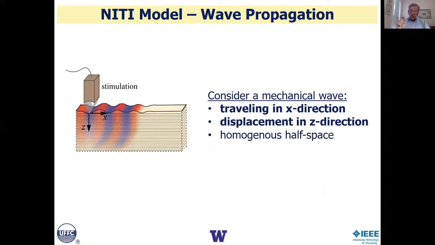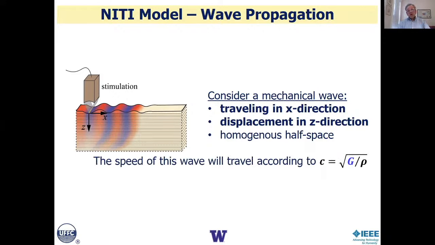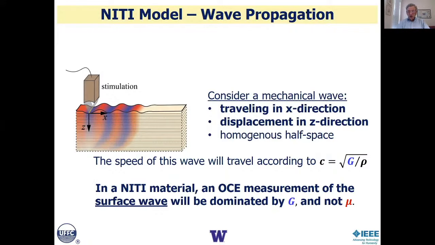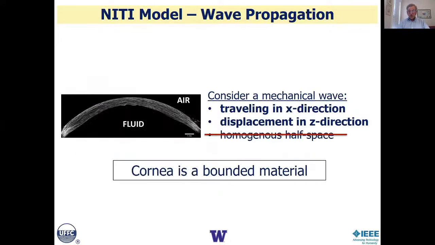That's the good news. But the bad news is, for the type of experiments that we do, which is to stimulate here and look at waves propagating laterally in the X direction with the displacement in the Z, this is in the plane of the lamellae of the cornea. The speed of this is determined by that planar constant G. So in a bulk NITI material, when we look at these surface and shear waves, which are launched from the surface deformation, we have access to G, but not to mu. So we're not really measuring the fundamental biomechanical property. But this is where a bug turns into a feature.